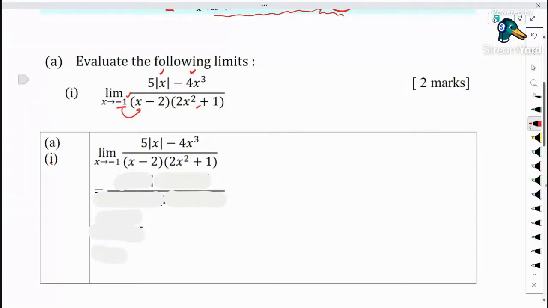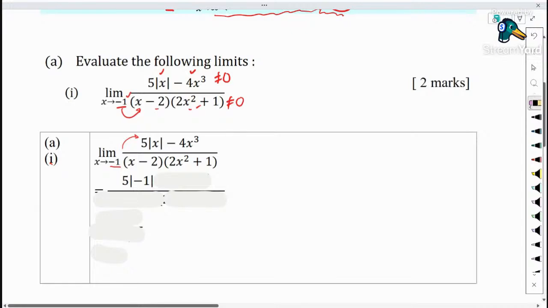The top part doesn't give us 0. At the bottom also, it doesn't create anything like 0 or infinity. So in this case, I can solve by direct substitution. Even though I have modulus, we just do direct substitution into the function. The moment you substitute -1 inside, the limit notation will be gone.